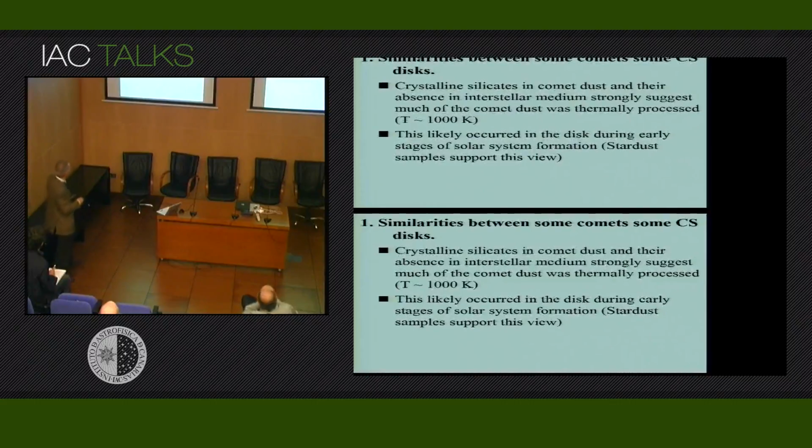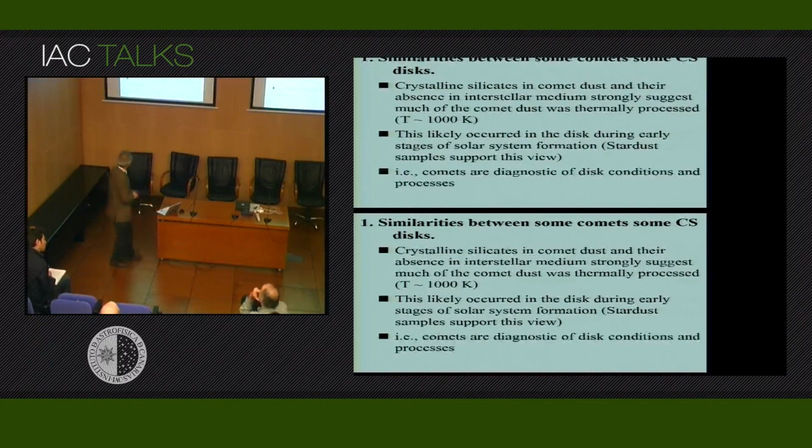So what I'm telling you is this. Somehow, where comets formed, they got some crystalline silicates that had been processed near the sun and got transported out. And we believe that something similar is occurring in other circumstellar disks. And Rafa Revolo will tell you more about that.